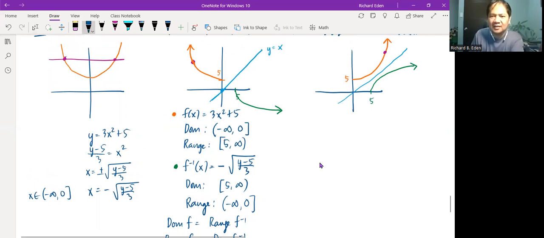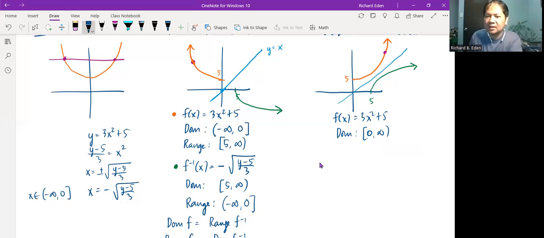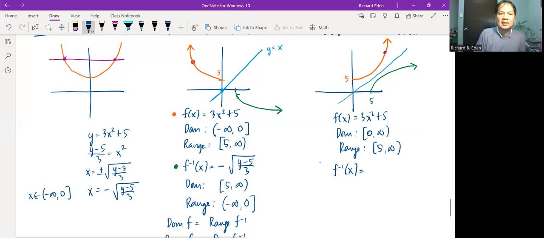So, f of x equals 3x squared plus 5. Its domain is 0 to infinity. Its range is 5 to infinity. For the inverse function, what do you think the inverse function is going to be? Positive. Wait, does the square root imply that it's the principal square root?